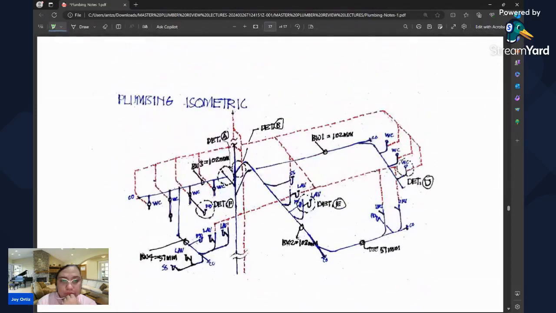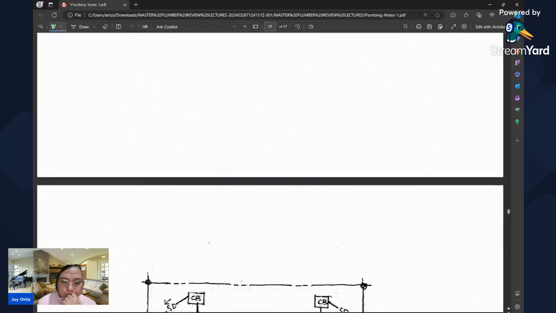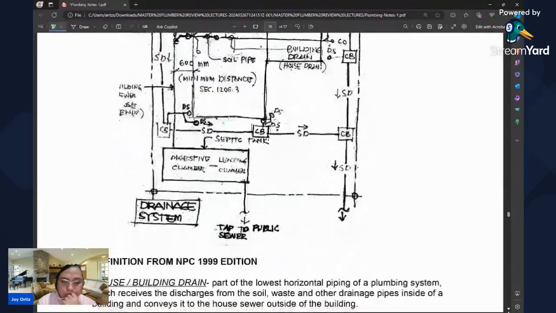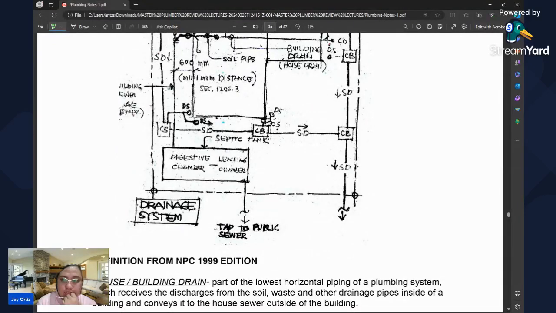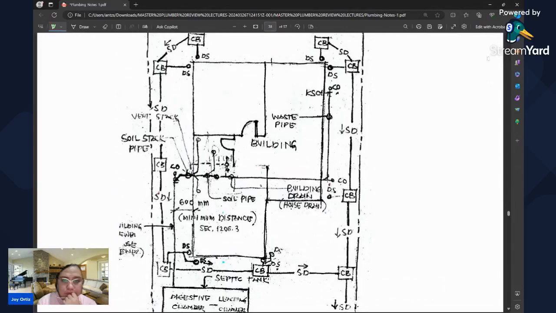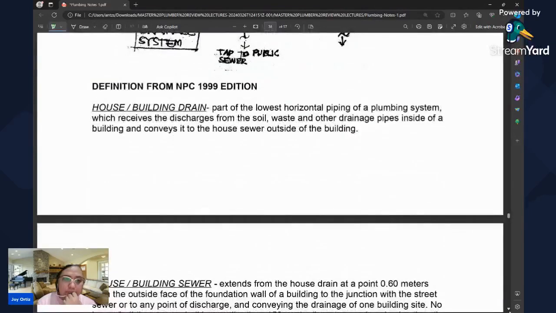Okay. In isometric, usually it looks like this also. So, this is a sample of a drainage system, as we can see in the drawing. But it's not so clear, so let's skip that one.